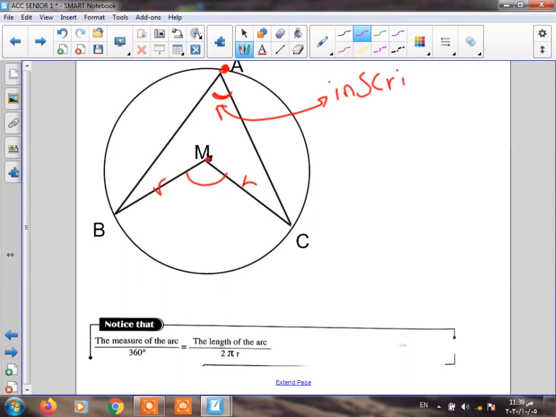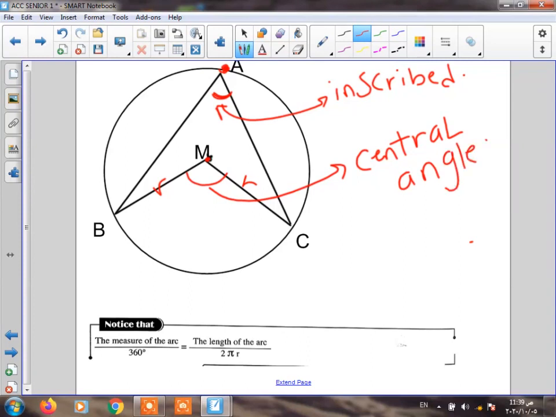Inscribed angle. Okay? But this angle is called central angle, central according to the center. What is the relation between these two angles together? We will find that the measure of the central angle is equal to the measure of the subtended arc. What's the meaning of subtended arc? The arc which is opposite to it.